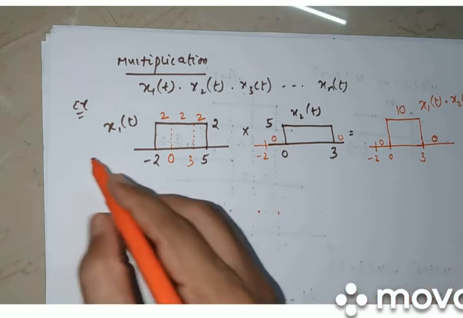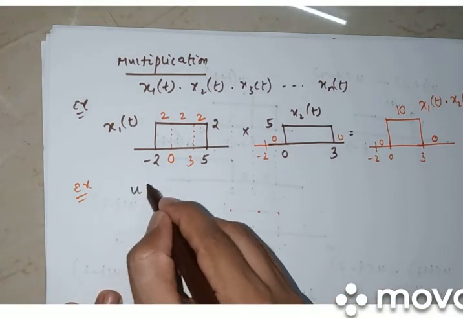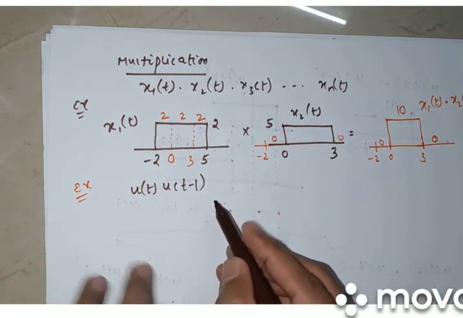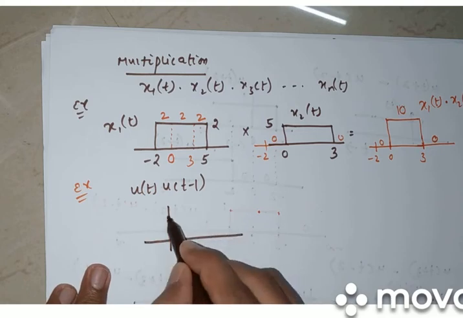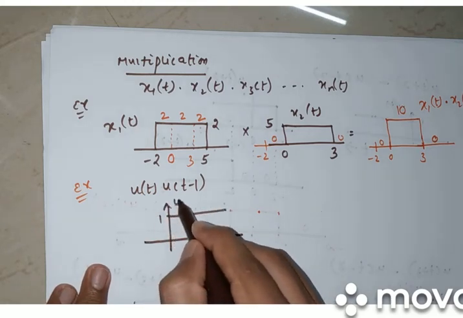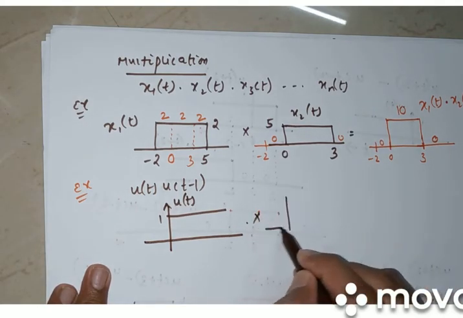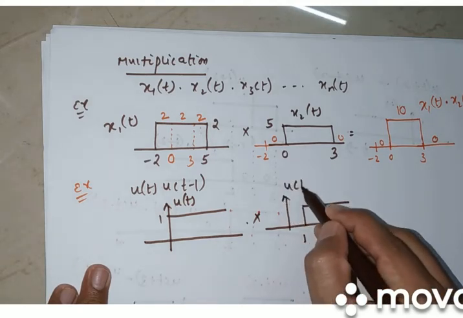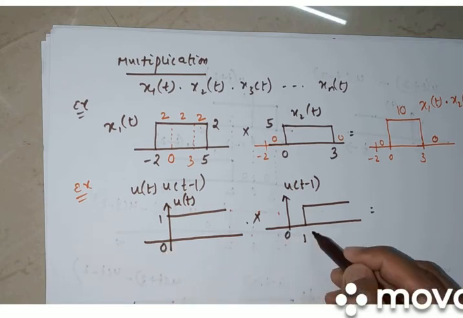Okay, another example. Find u(t) multiply u(t-1). What is the value? See, one starts from 0 and the other starts from 1.